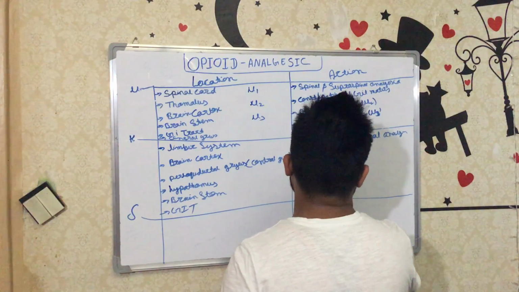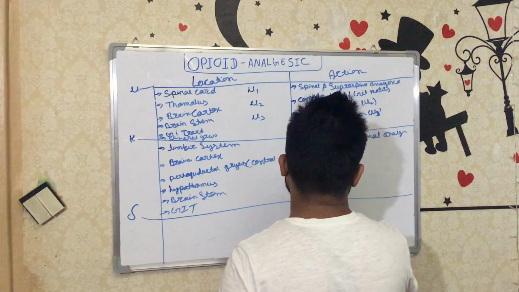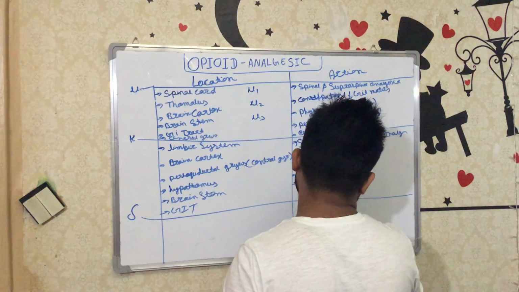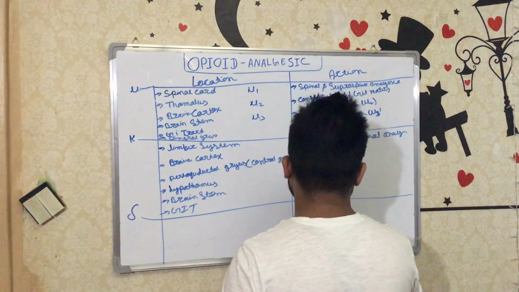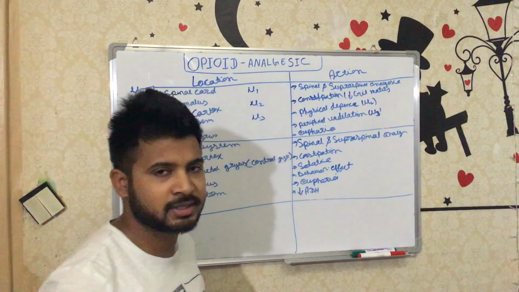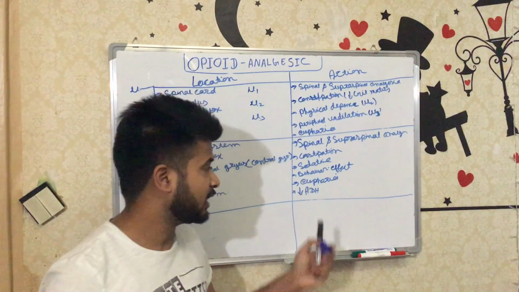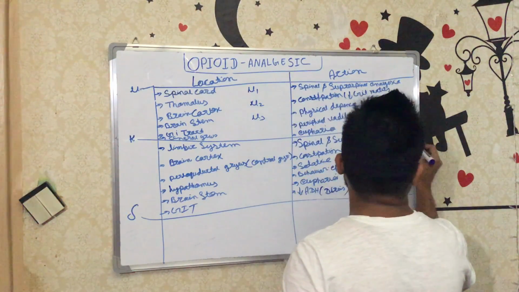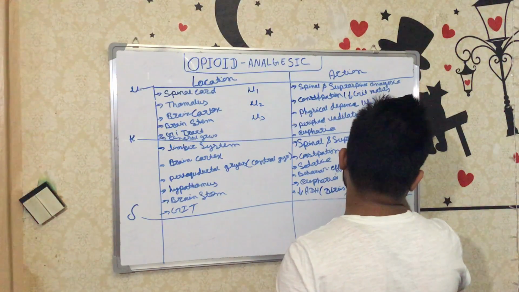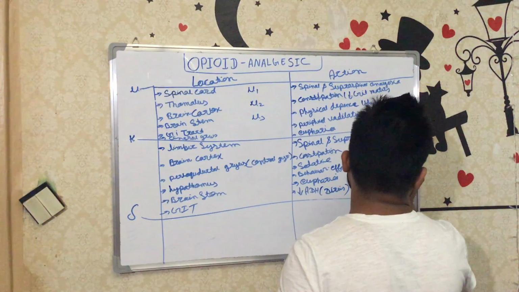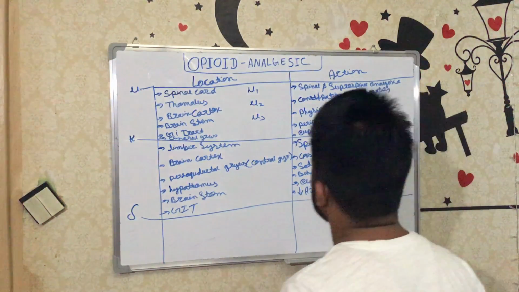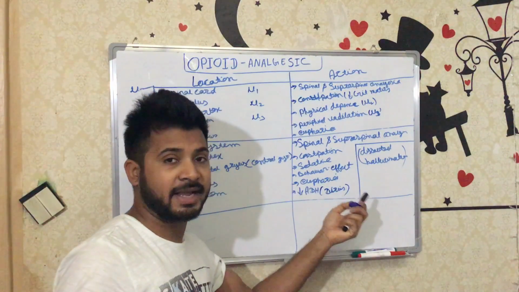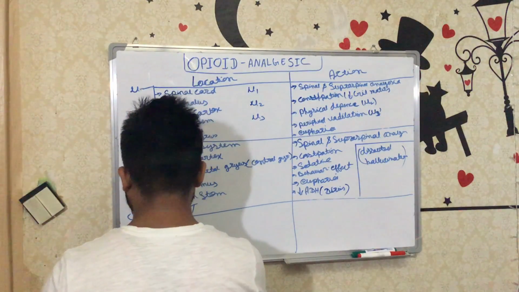Sedation, sometimes behavioral effects due to the limbic system. Then euphoria. Then it decreases ADH. So we can say diuresis can occur because decreased ADH means decreased water reabsorption in the convoluted tubule, and finally leads to polyuria or diuresis. And dissociative hallucinations are seen. So whenever the kappa receptor is stimulated, this is the location and this is the physiological action we'll see. And the last one is the delta receptor.